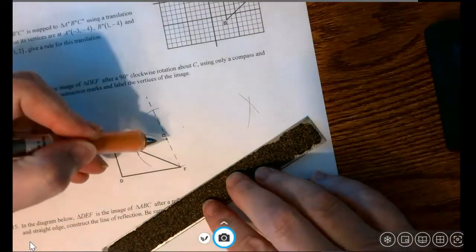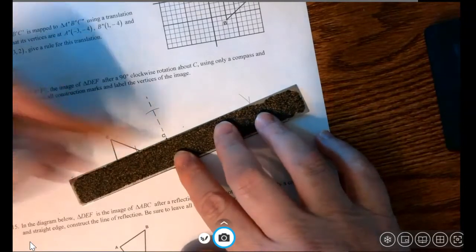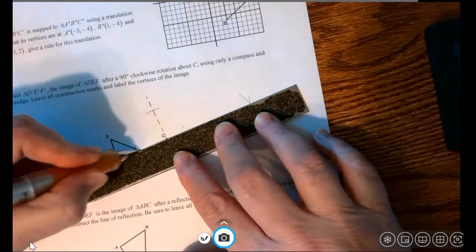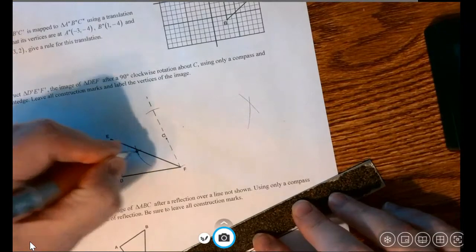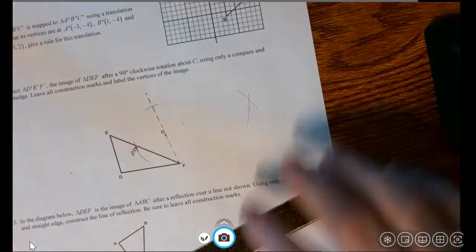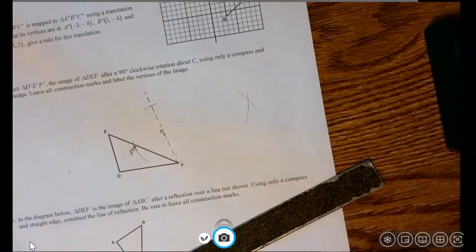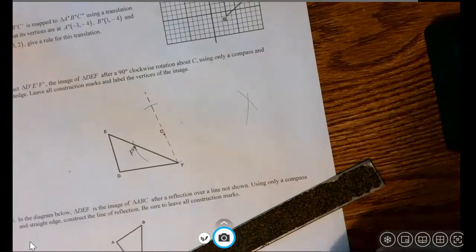So I'm going to draw in that perpendicular bisector. In fact, I'm not even going to draw in the whole perpendicular bisector. But point F prime is going to be right there. And so I don't need to draw in all that extra stuff. It's just going to kind of get in the way. If it helps you to draw it in, by all means, draw it in there.